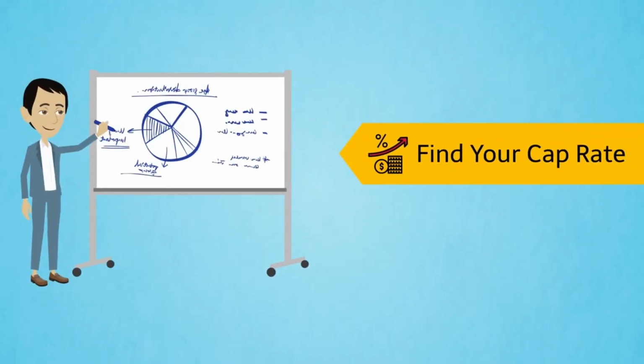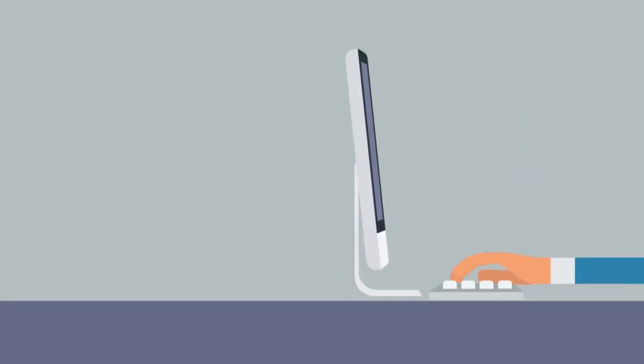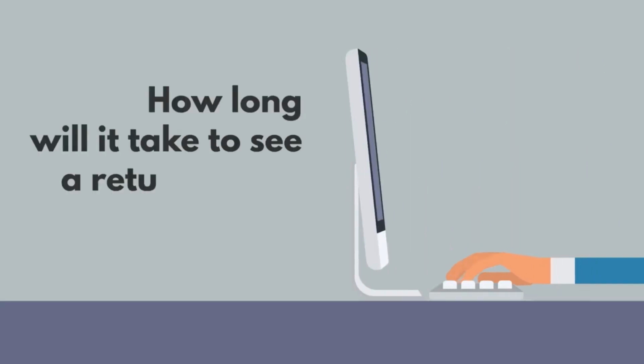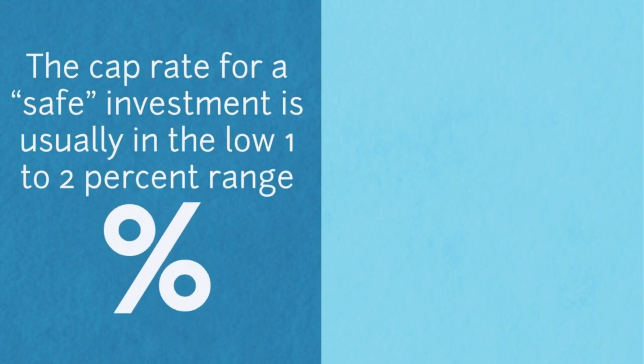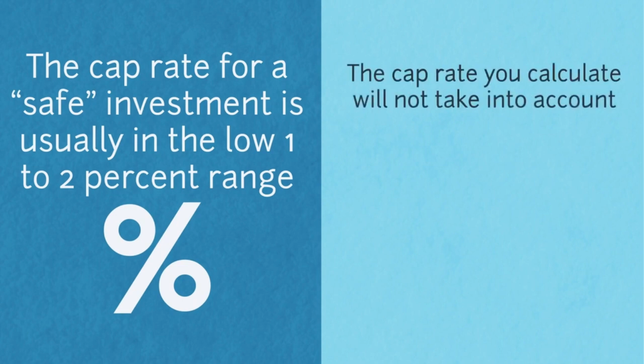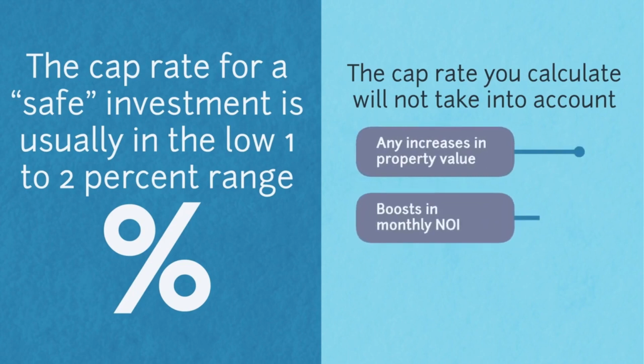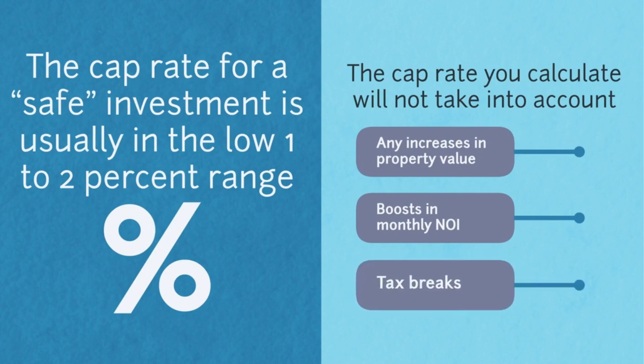Once an investor has calculated the NOI and cash flow of a potential deal, they should work to figure out their capitalization rate, or cap rate for short. Calculating this rate will answer the question, how long will it take to see a return on my investment? There are 2 things to remember about cap rates. Number 1, the cap rate for a safe investment is usually in the low 1 to 2% range. And 2, the cap rate you calculate will not take into account any increase in property value, boosts in monthly NOI, and the many tax breaks that multifamily property owners receive.